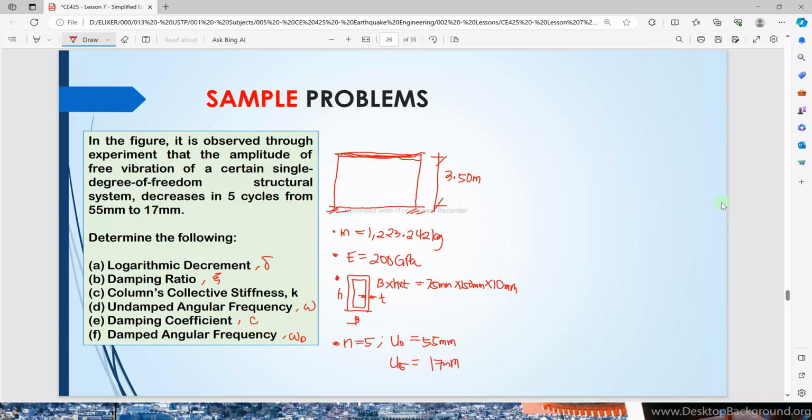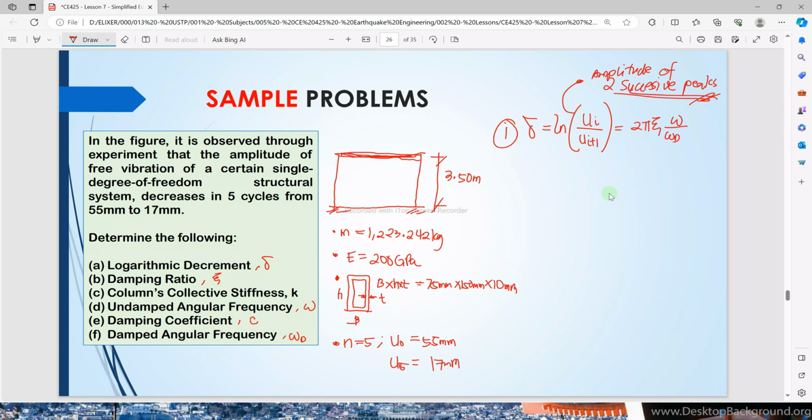Now we're asked to find the logarithmic decrement. If you remember, the logarithmic decrement delta is equal to the natural logarithm of u_i over u_i plus 1, which is equal to 2 pi psi omega over omega d. Take note that this is the amplitude of two successive peaks.